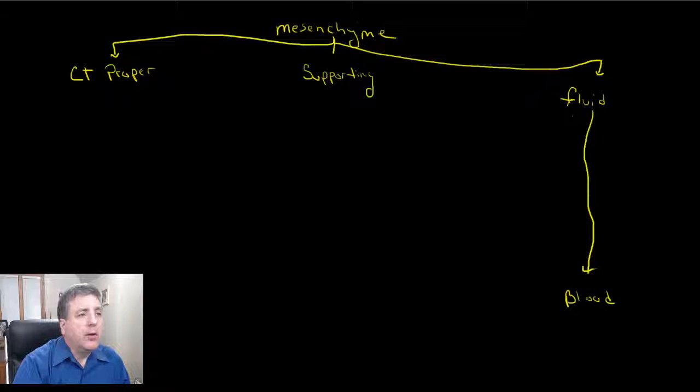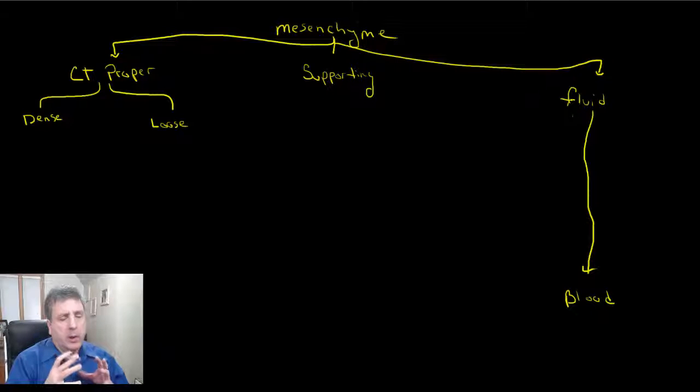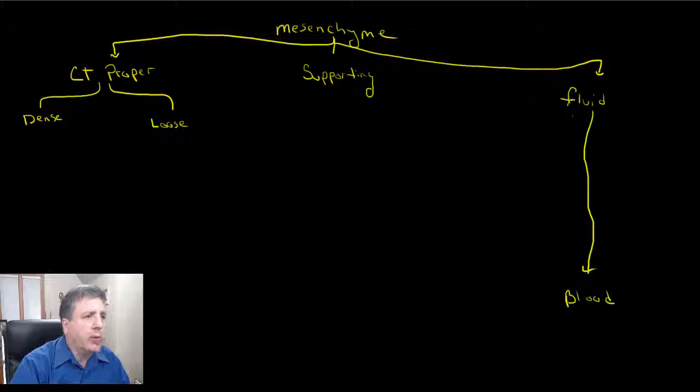So let's go back and look at connective tissue proper. Connective tissue proper comes in two different flavors. We've got dense, and then we have loose. Those are your two types of connective tissue proper. Now let's drill down on each one a little bit more and look at the different types of dense.